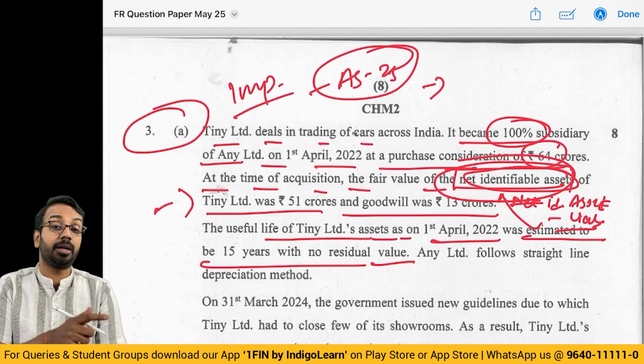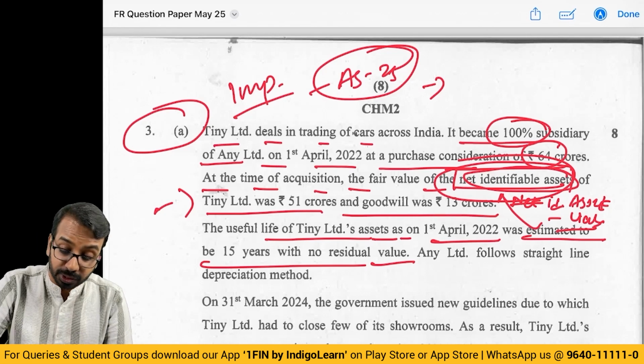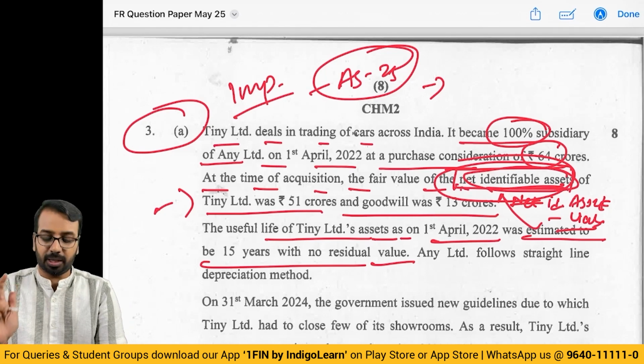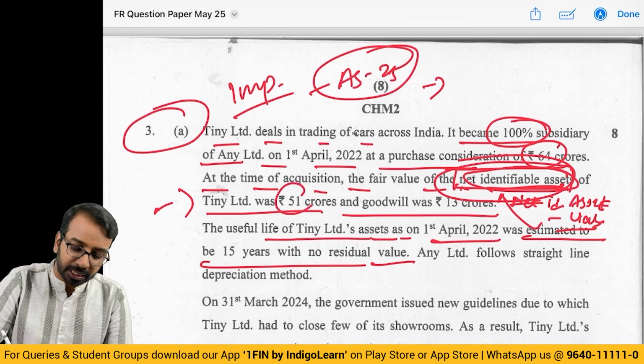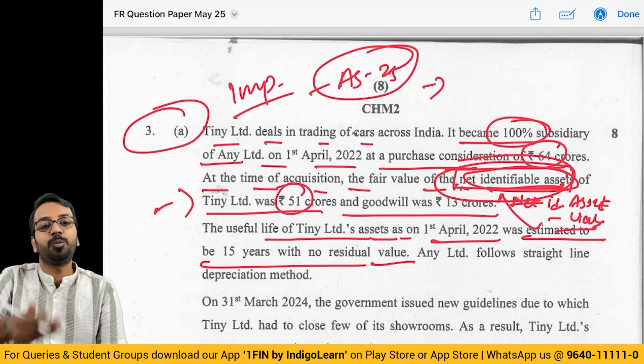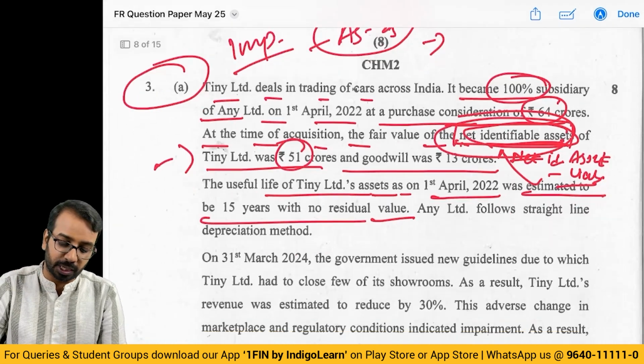As I showed you in the Accounting Standard 25 bare text, there they have used the term only, not net, only identifiable asset. Then it would have been correct. But they have not used. What will we assume? This 51 crore is assumed to be the identifiable asset and accordingly we will charge the depreciation.